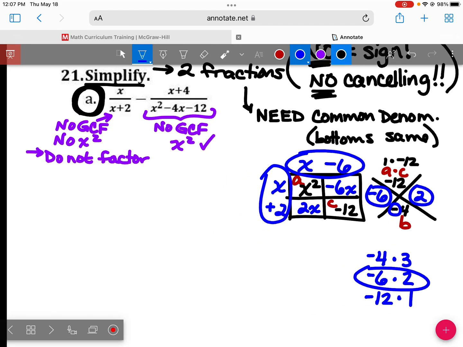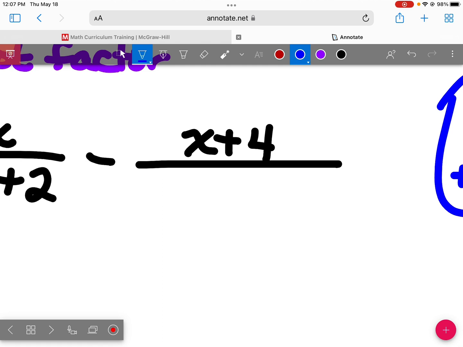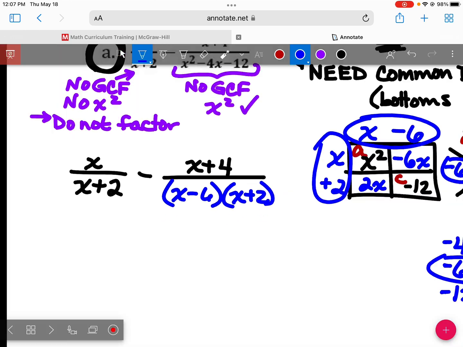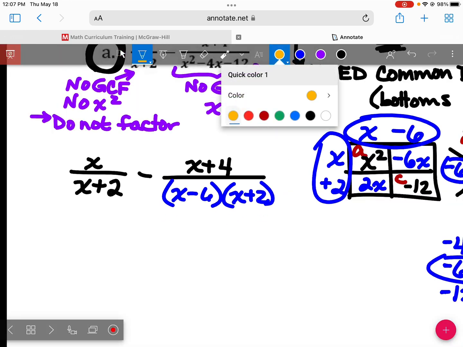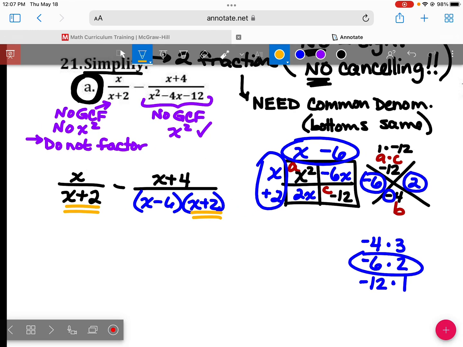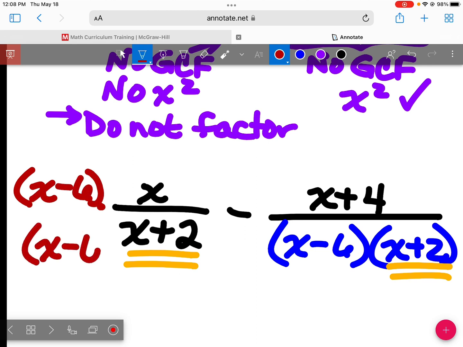All right, so I'm going to rewrite these two fractions. X over x plus 2, I can't change at all. Minus x plus 4 up on top. Down on the bottom, I have x minus 6 and x plus 2. Do these denominators have anything in common already? They have an x plus 2 in common. The second denominator has something that the first one doesn't. So that means I have to multiply top and bottom by x minus 6.